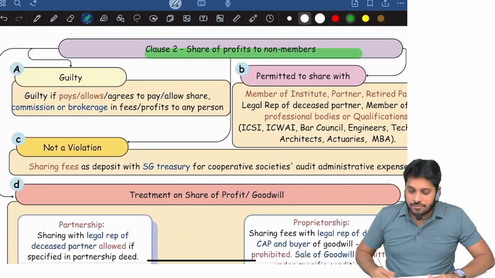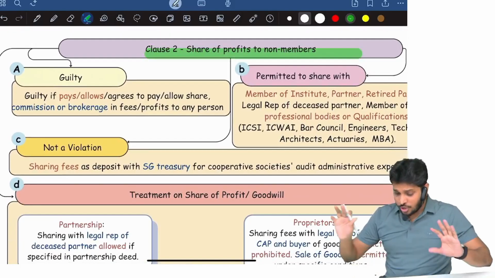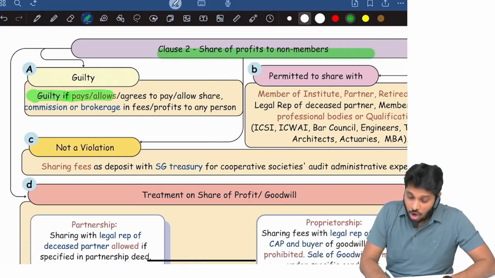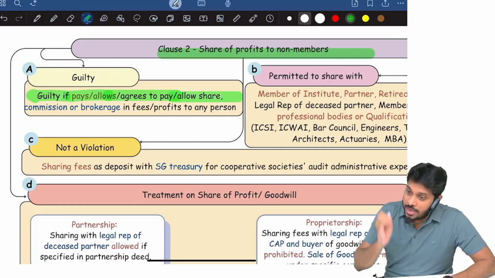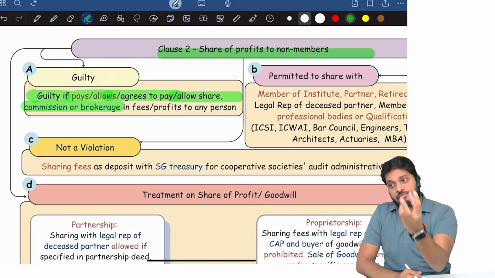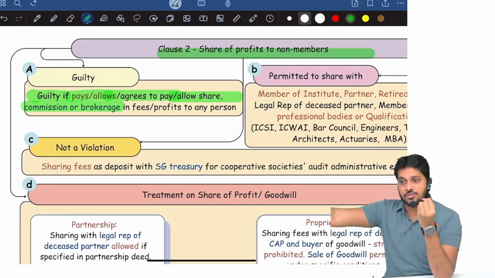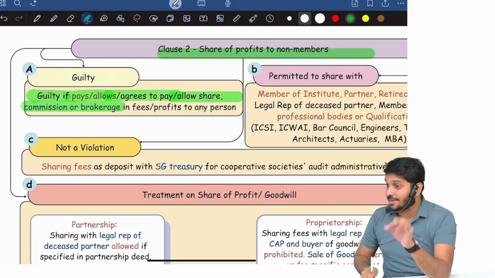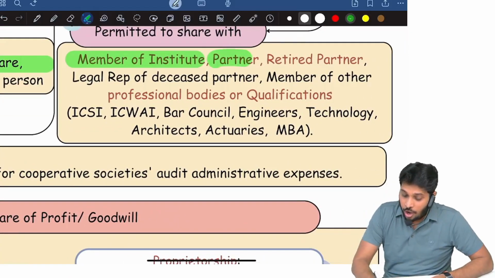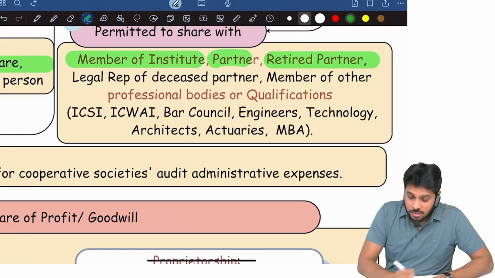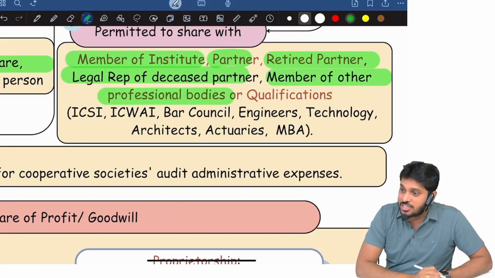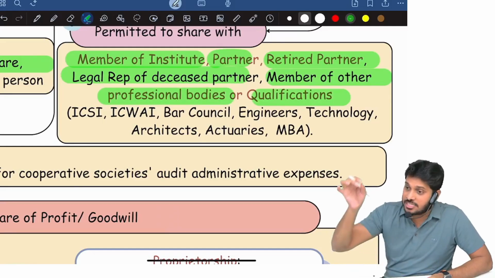Next. Can I share profits with a non-member? You are prohibited from sharing profits with a non-member. You are guilty if you pay or agree to pay, or allow or agree to allow, any commission, brokerage or profit in the professional fee that you are receiving. If you are paying anybody any share of profit, you are guilty straight away. However, you can share profit with another member of the institute, or a partner, or a retired partner, or the legal representative of a deceased partner, or a member of another professional body or qualification which is recognized.